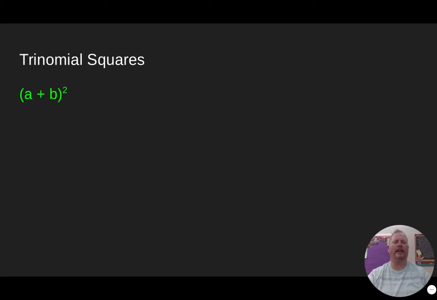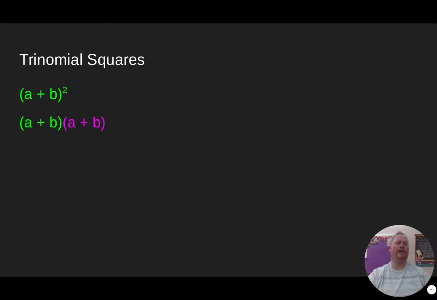I'll also add that it's important that you know how to do this because in the next part of the chapter, you're going to have to be able to take a trinomial and write it as just a single set of parentheses with the square on it. So let's talk about how to do it in the first place.